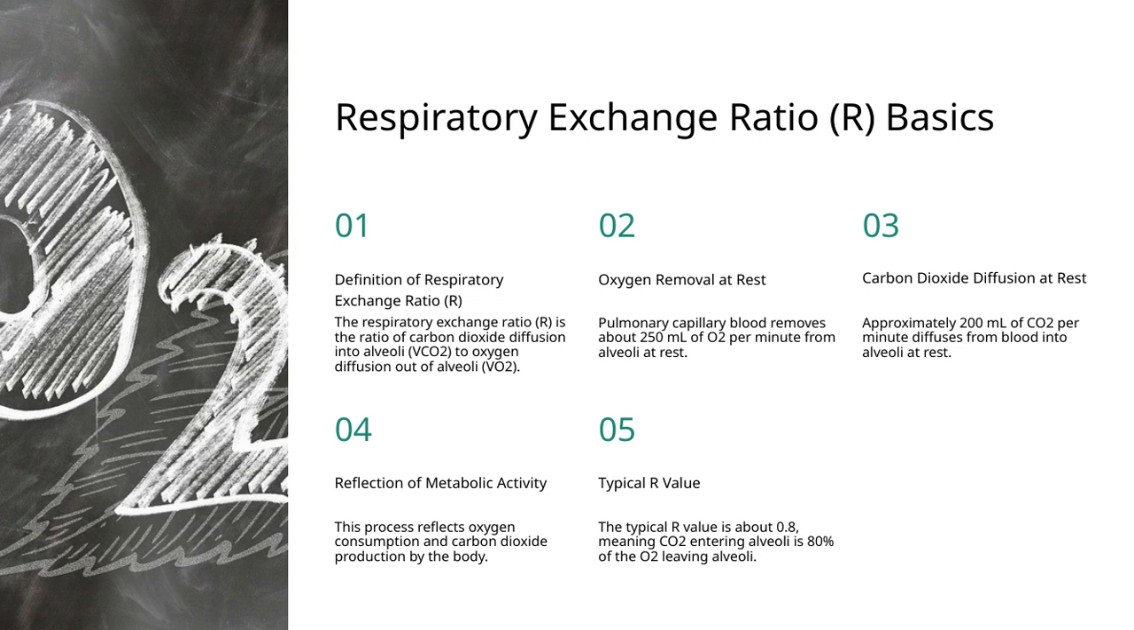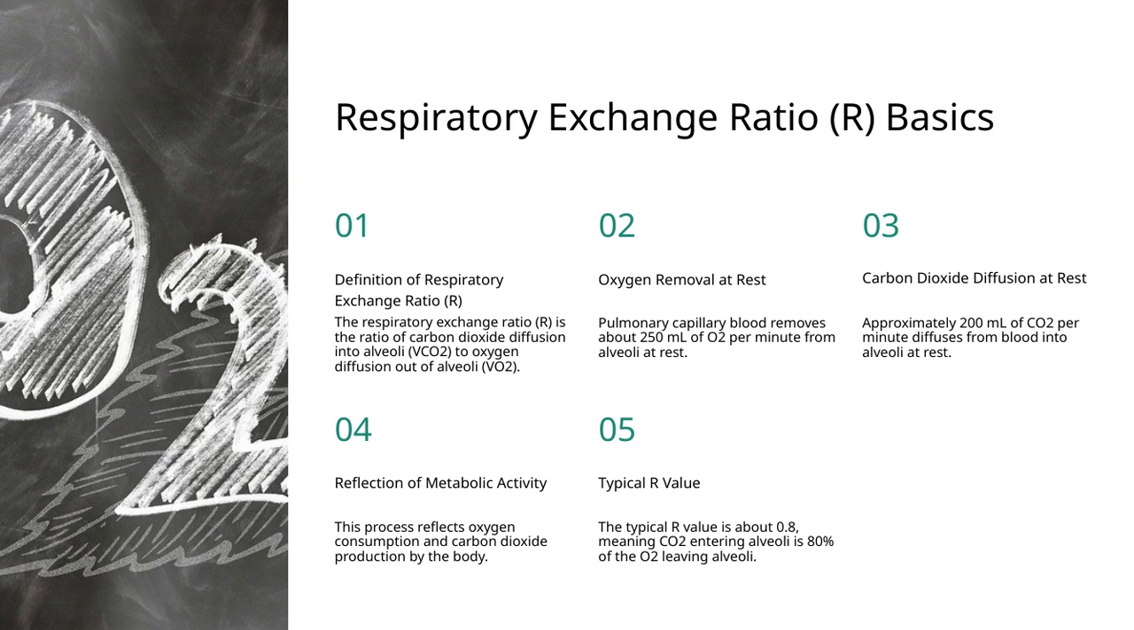At rest, approximately 200 milliliters of carbon dioxide diffuse from the blood into the alveoli each minute. This process is crucial because it helps us get rid of CO2, maintaining proper acid-base balance. Simultaneously, pulmonary capillary blood removes about 250 milliliters of oxygen from the alveoli each minute during rest. This oxygen is then transported to meet the body's energy demands.